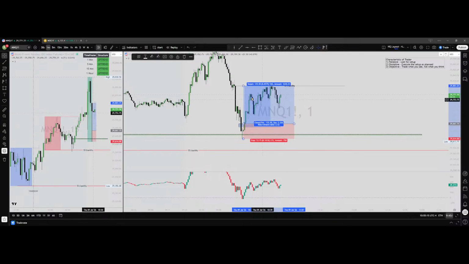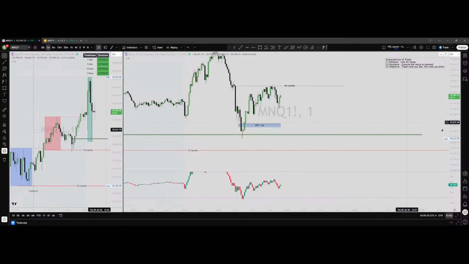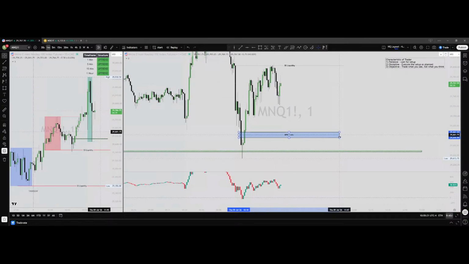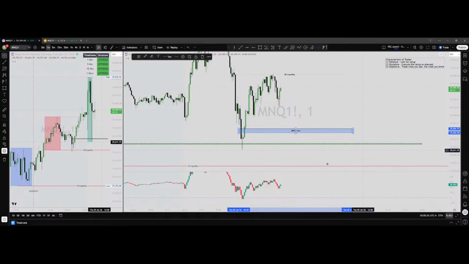This is the trade I'm looking for. I'm still not into this. This is the trade I'm looking for. PPR right here, untapped PPR. Signal was pretty good, CVD was supporting, came into this value gap as well. So I'm looking for this, but let's see. We may or may not get a signal. We may or may not get a price tap before we are done for the day.